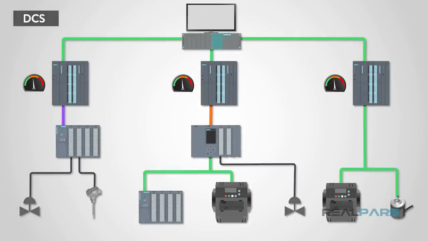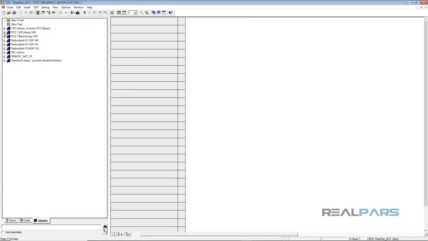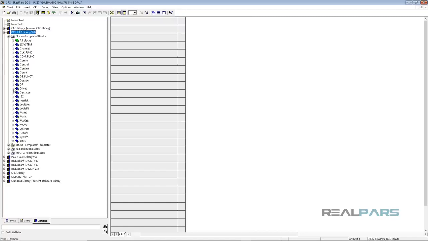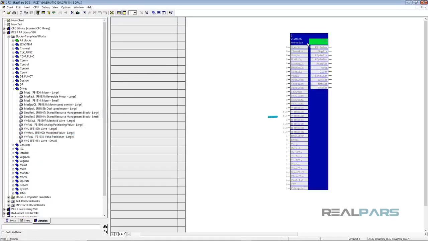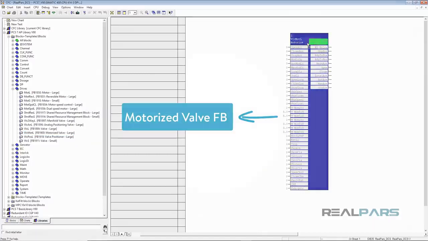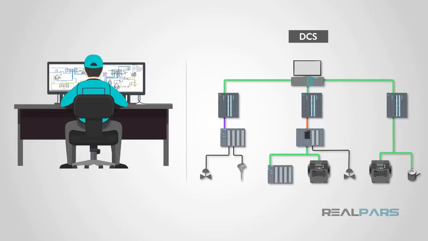A DCS is used for continuous complex controls. They have an integrated control center, much like a SCADA, which is the core of the system versus the processors in a PLC system. The DCS has a number of predefined functions that come ready to customize and deploy for various applications. Processing times are somewhat slower. Operators interact with the control system via an integrated graphical display.